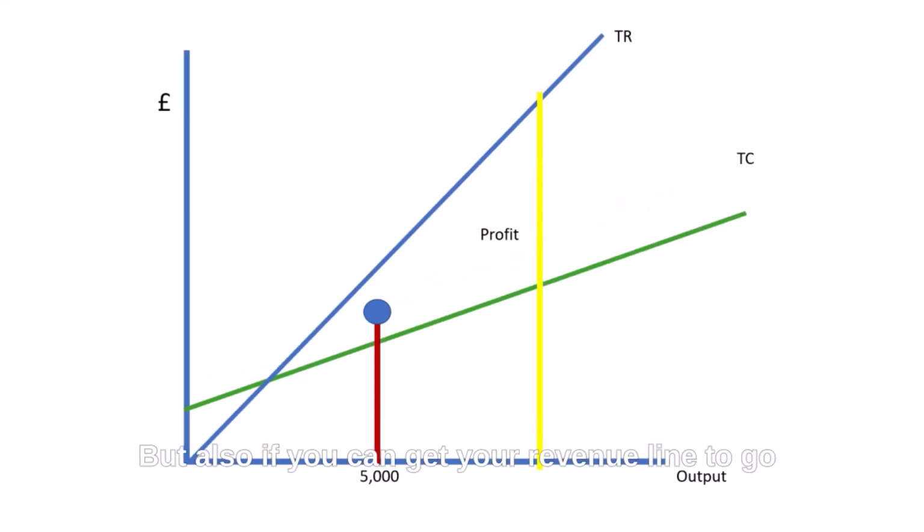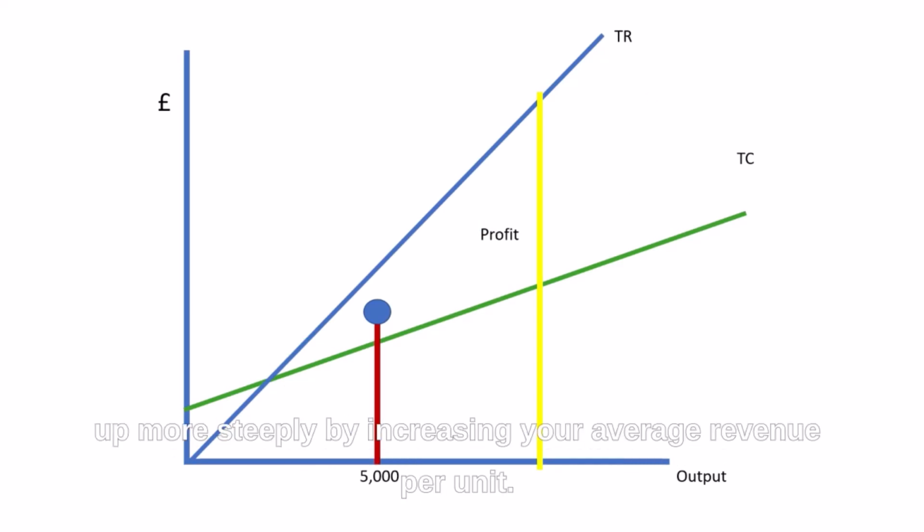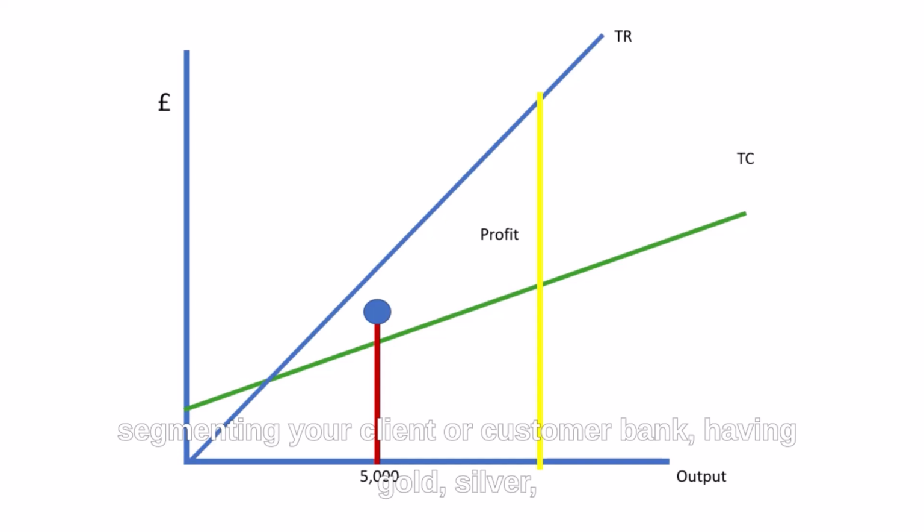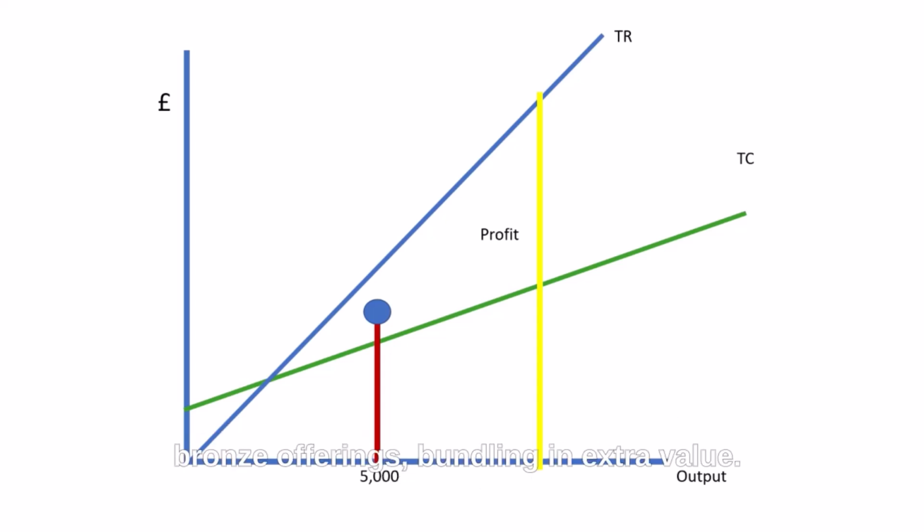But also, if you can get your revenue line to go up more steeply by increasing your average revenue per unit. So that could be things like having a cross-sell or an upsell. It could be things like segmenting your client or customer bank, having gold, silver, bronze offerings, bundling in extra value. All these ways of increasing your average price per unit makes your revenue line go up more steeply.